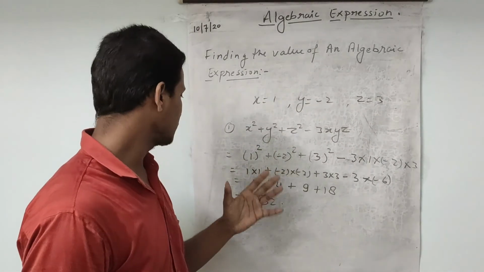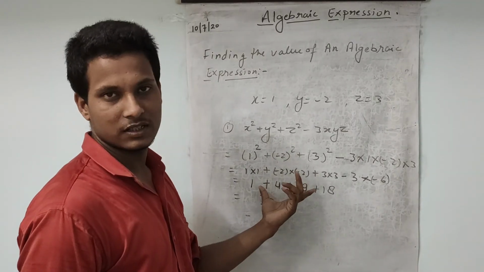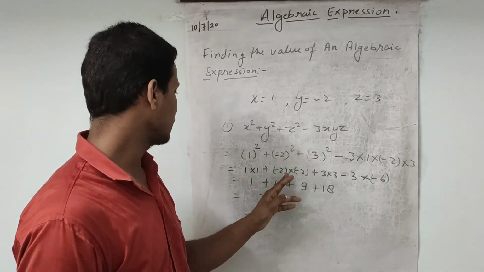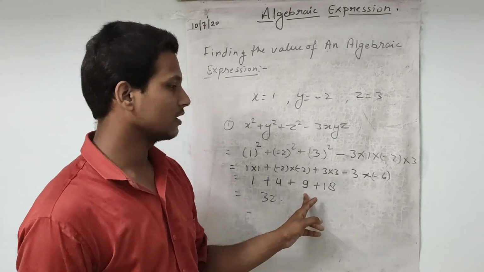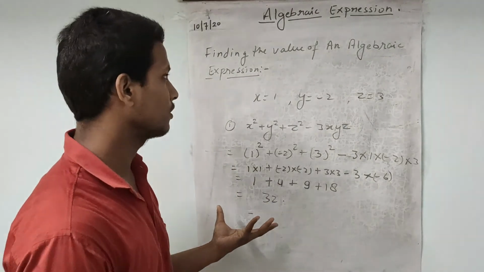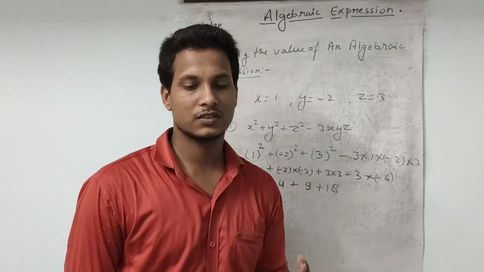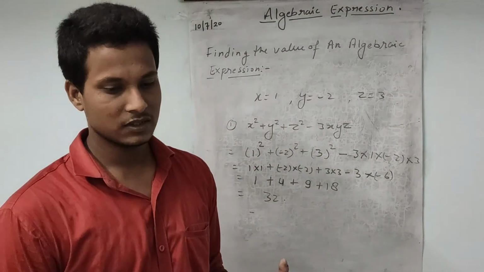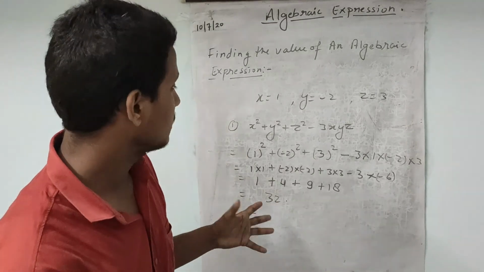After that, if sign conversion is needed, you need to put the sign correctly: minus minus becomes plus in multiplication, and minus plus becomes minus in multiplication. So you need to remember these things. In this particular class we have discussed factors, coefficients, constant terms, like terms, unlike terms, and after that finding the value of an algebraic expression.